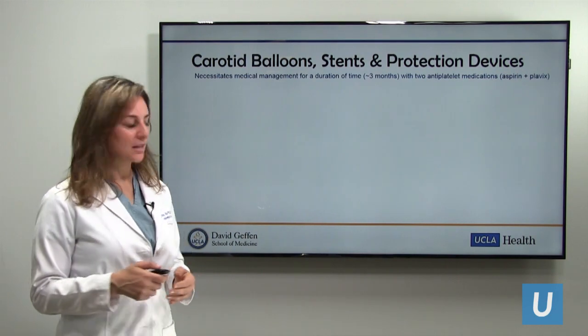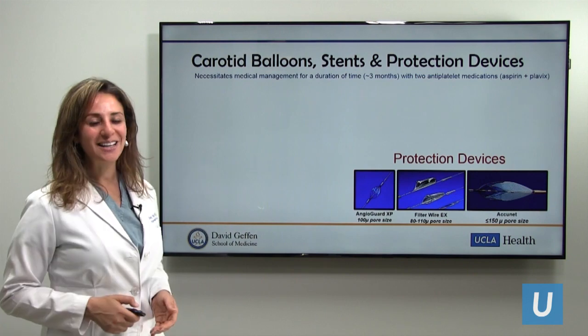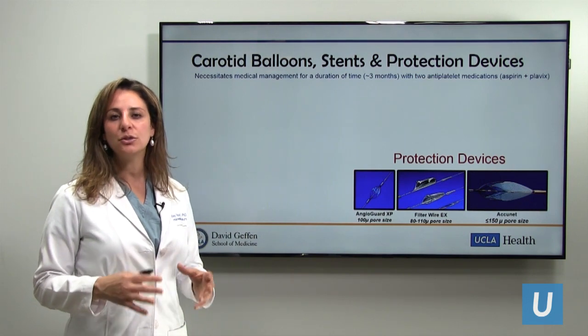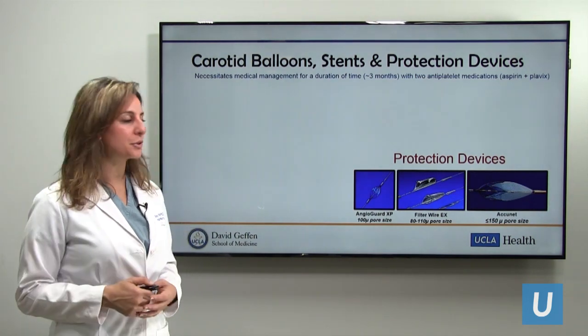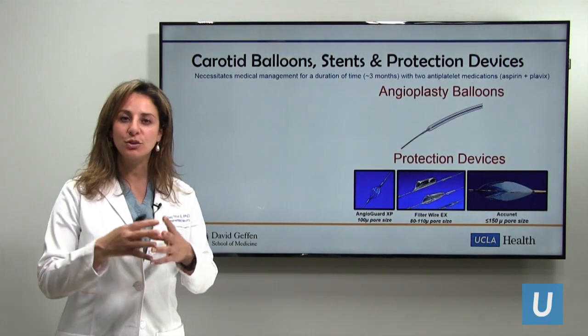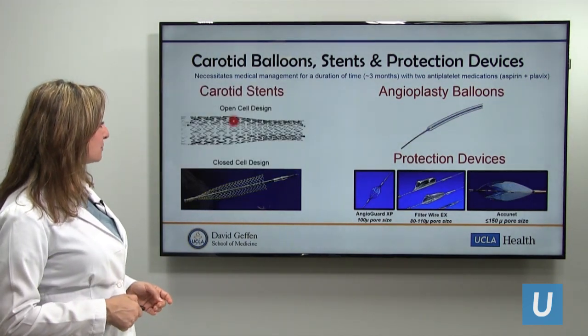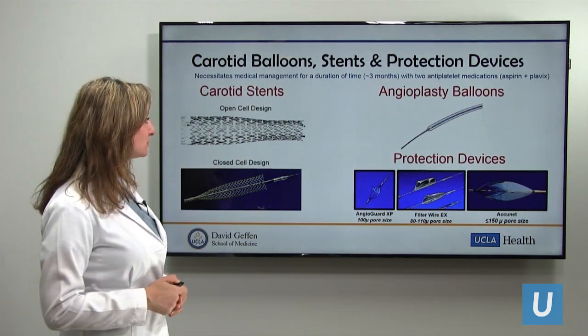And here are the protection devices, these umbrellas I was telling you about. They act really just to make sure no plaque goes up to the brain while we're treating. And here's an example of one of the type of balloons we use to crack open that plaque and give us space. And finally, 2 types of different stents that we use.